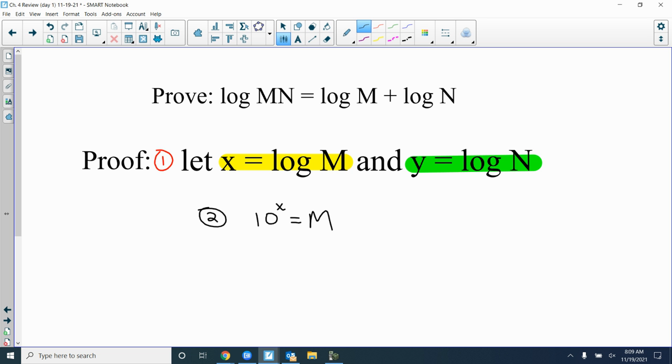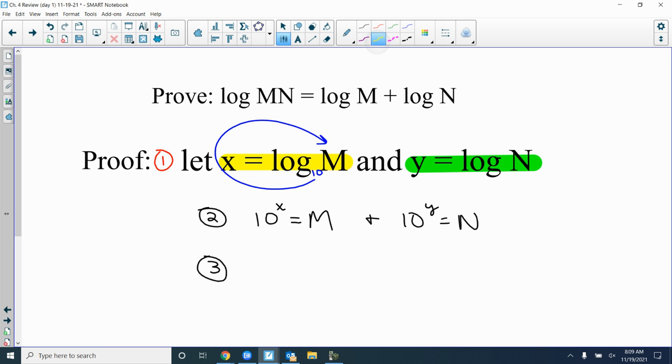I know it will never be written in there, but that's just what's going on there. You always start with the base, you go to the exponent, equals the m. And 10 to the y equals n.